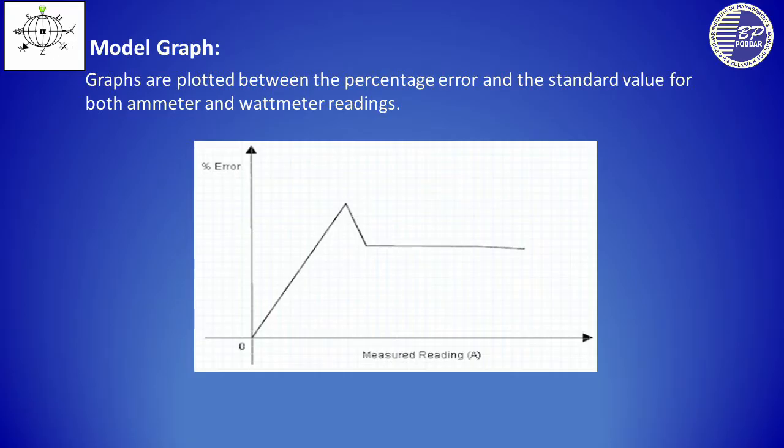But if the percentage error for any meter is unidirectional, it affects the result of the measurement, and in that case the instrument is said to have a bias, and the error can be corrected only after the nature of the bias is identified. It may be positive bias or negative bias. So we have to observe the readings, and plot the percentage error on the y-axis and the standard value on the x-axis for both the meter readings.